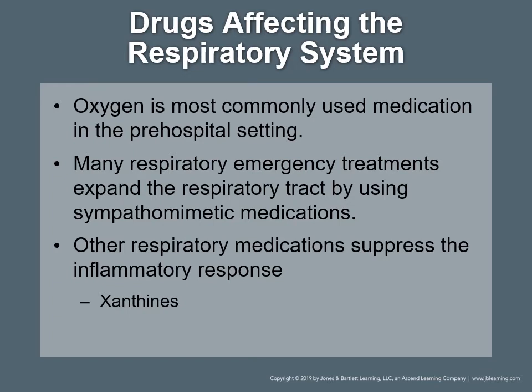Xanthines are second-line treatment in a respiratory emergency. They relieve airway constriction by relaxing the smooth muscle of the bronchioles, stimulating cardiac muscles to work harder, and increasing blood flow. They stimulate the central nervous system. Caffeine is a well-known xanthine and CNS stimulant. Other respiratory medications suppress the inflammatory response that typically causes acute distress for patients with restrictive airway diseases. In the acute care setting, corticosteroids can be administered for this purpose.